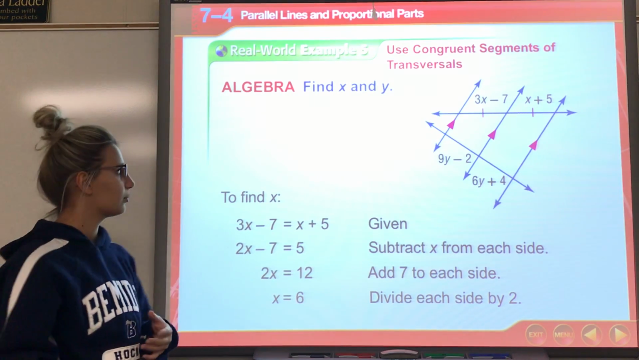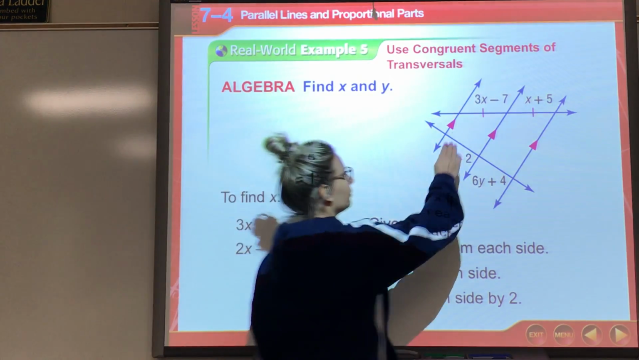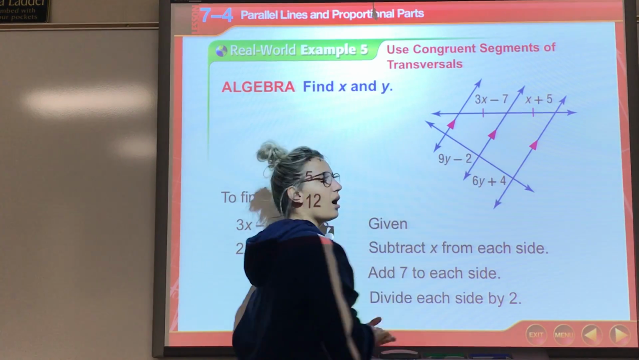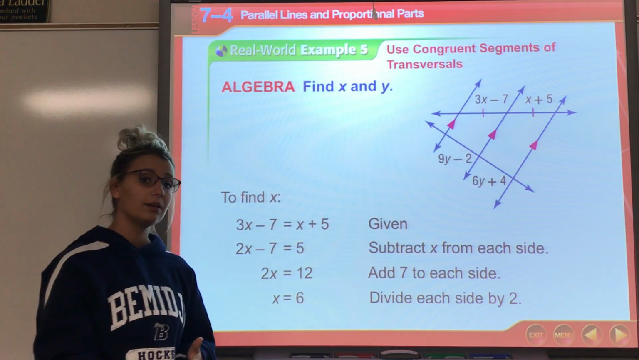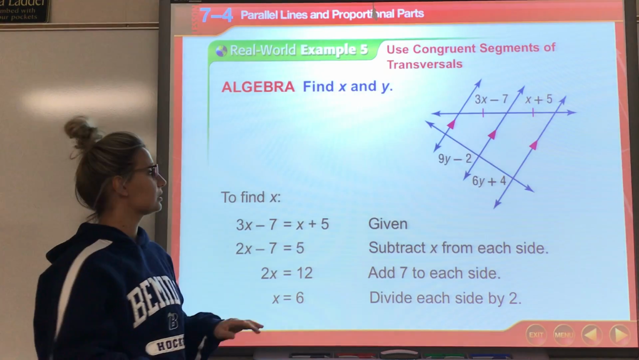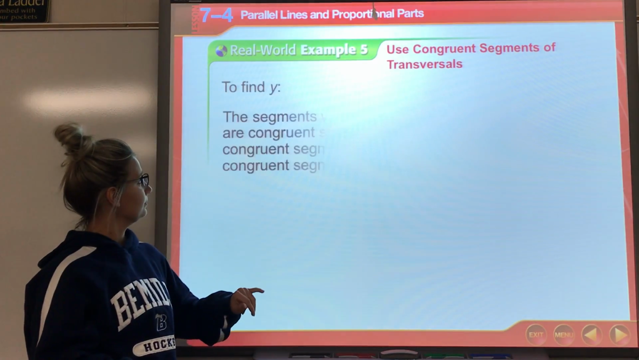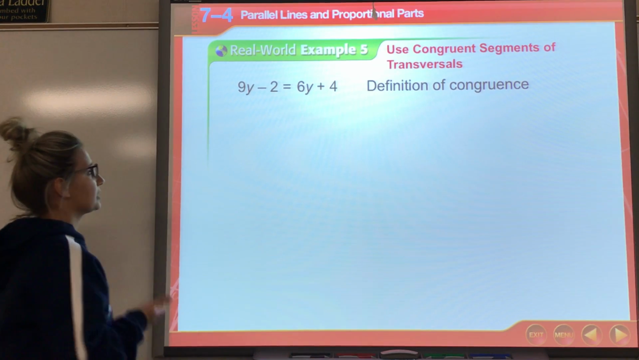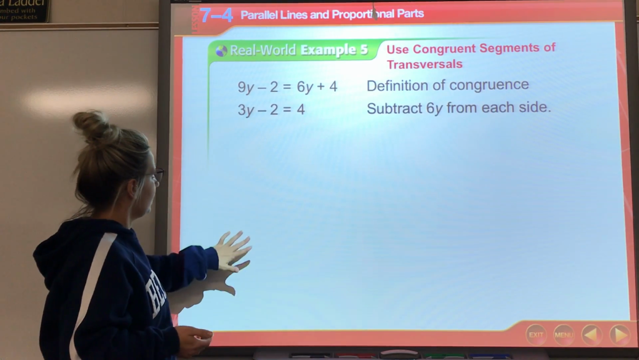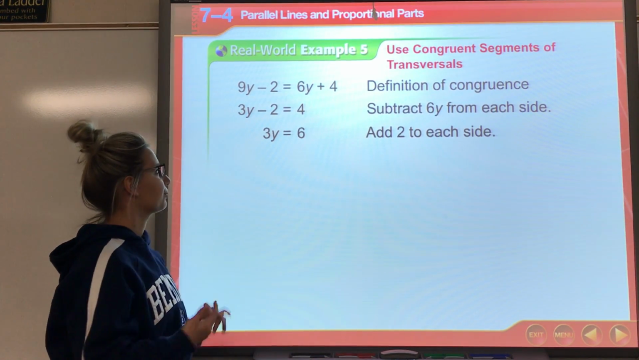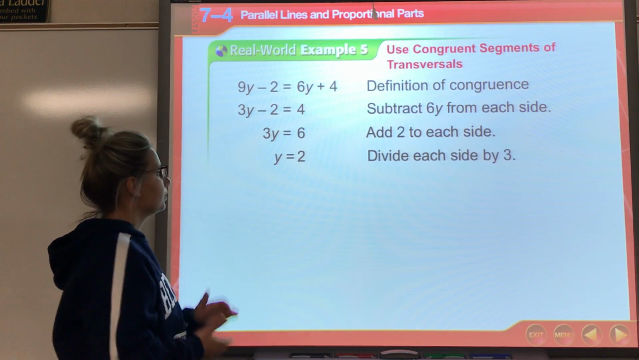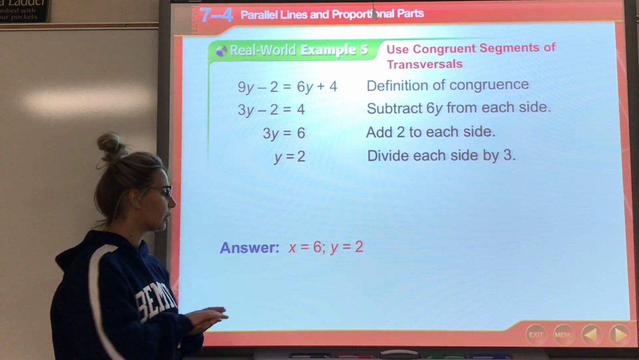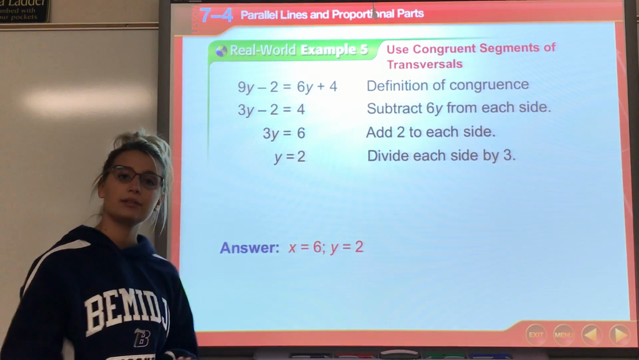Now, using that theorem that we just talked about, if these two segments are congruent, then these two segments will also be congruent. So to find y, using that theorem, we're going to set them equal to each other. And that's what this page is talking about. Okay, so we set these equal to each other. Again, combine like terms, we get 3y equals 6. So y equals 2. So just down at the bottom, we're saying that x equals 6 and y equals 2 because that's what they asked us to find.